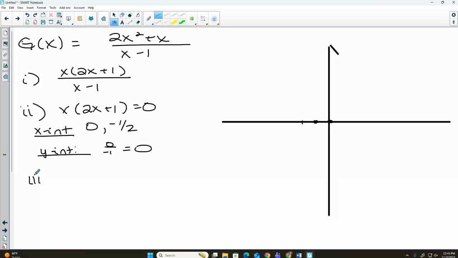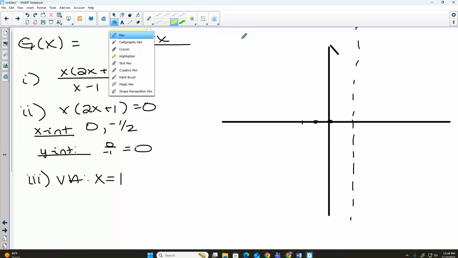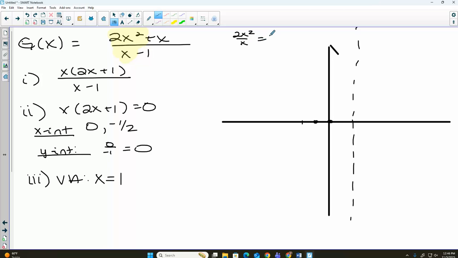Asymptotes. Vertical. What makes the bottom 0? So x equals 1. Make sure you plot. Okay, horizontal or oblique. If we divide 2x squared divided by x, what happens? We still have an x. We have a 2x. So this tells me it is oblique. And so to find the full thing, we have to do our long division.